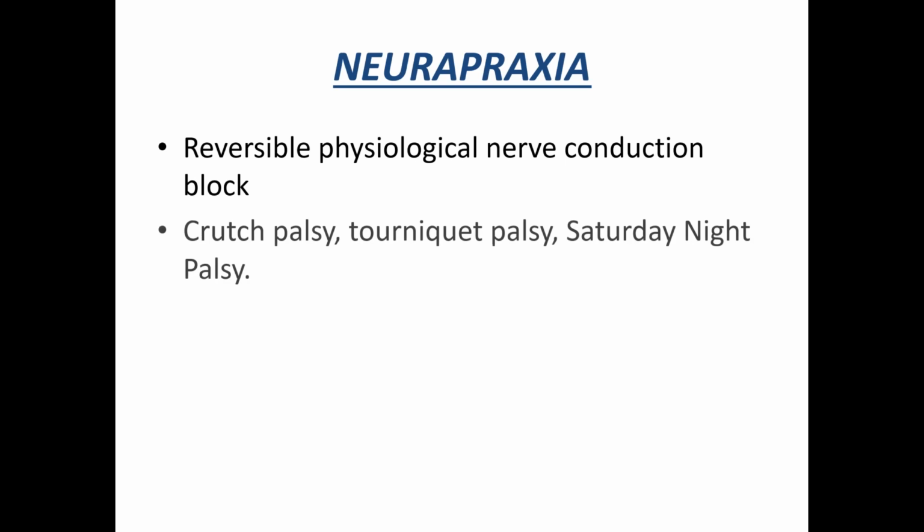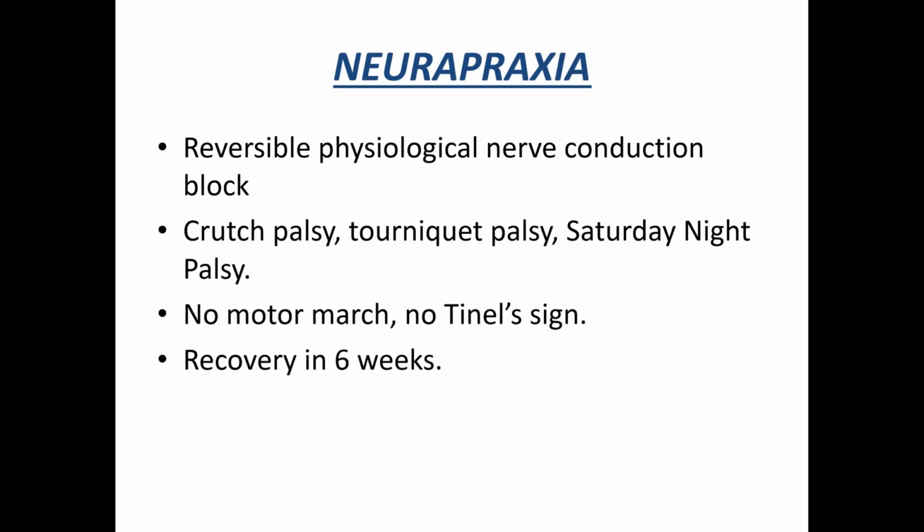Now, with this classification, we have three important types of nerve injuries. The first one is neuropraxia. What is neuropraxia? In neuropraxia, there is no anatomical disruption or damage to the nerve, but because of pressure, the nerve conduction stops or is blocked physiologically. There is no damage to any of the peripheral nerve coverings or the fibers. Important examples are Saturday night palsy, crutch palsy, or tourniquet palsy.